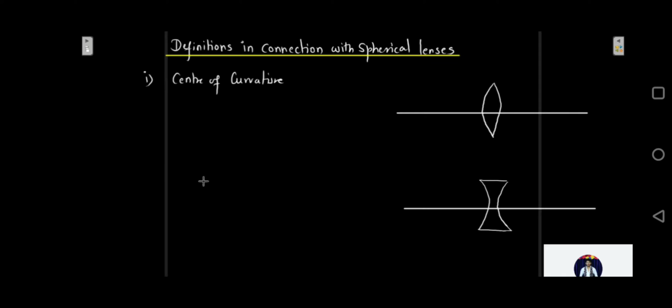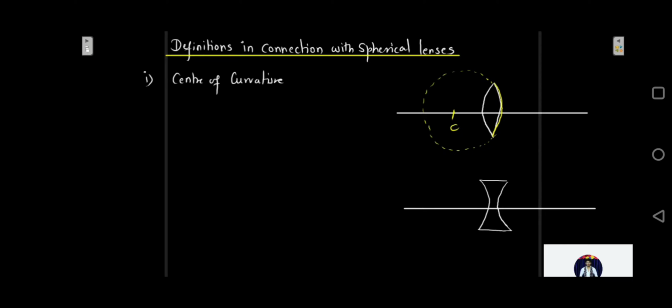The center of curvature of the surface of the lens is the center of the sphere of which it forms a part. That means, supposing this is one of the faces, there are two convex faces over here, right? If this is one of the faces, the center of curvature of this surface is going to be the center of the entire sphere over here. The center of this is going to be your center of curvature, that is C.